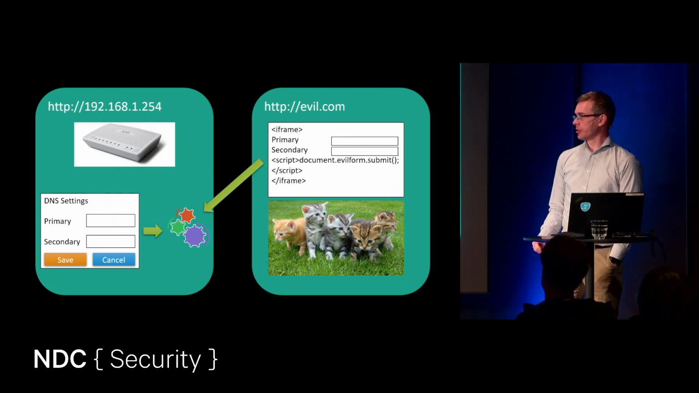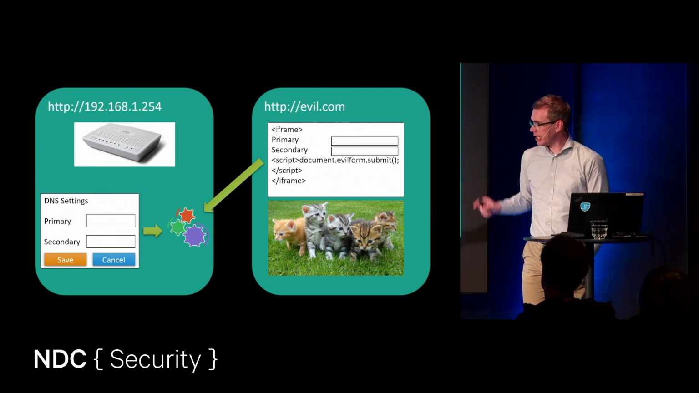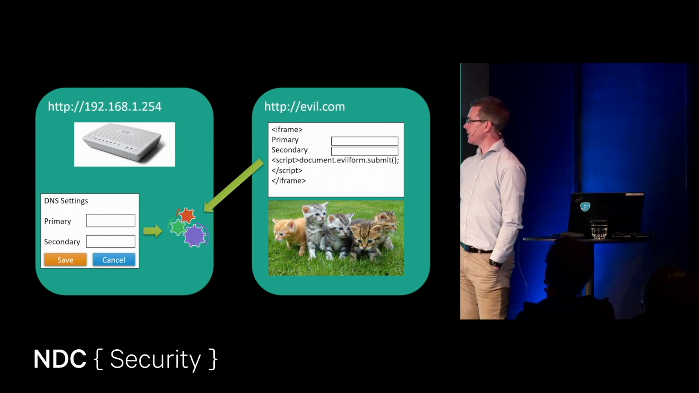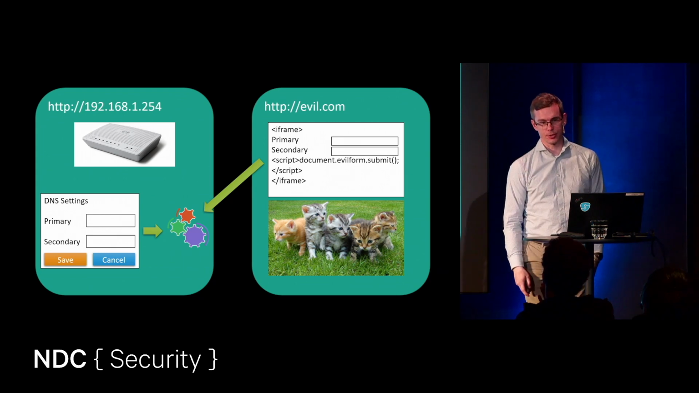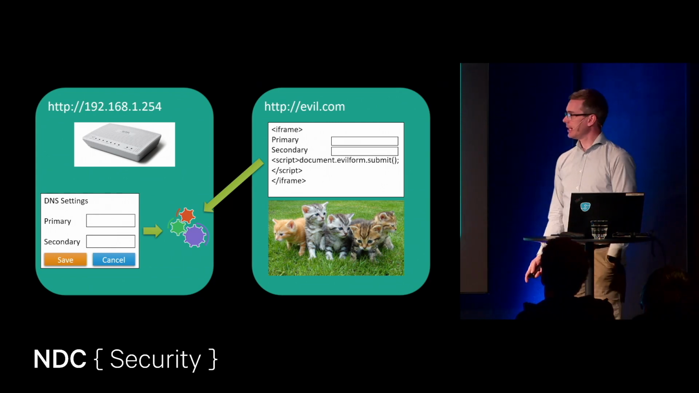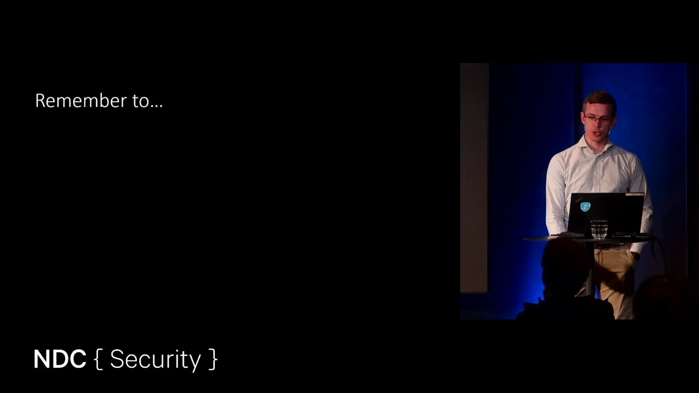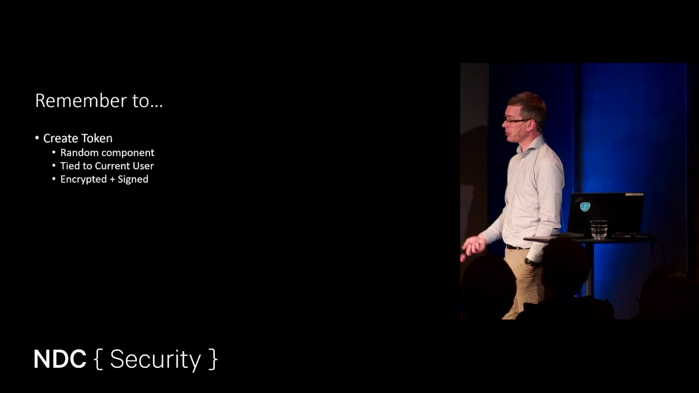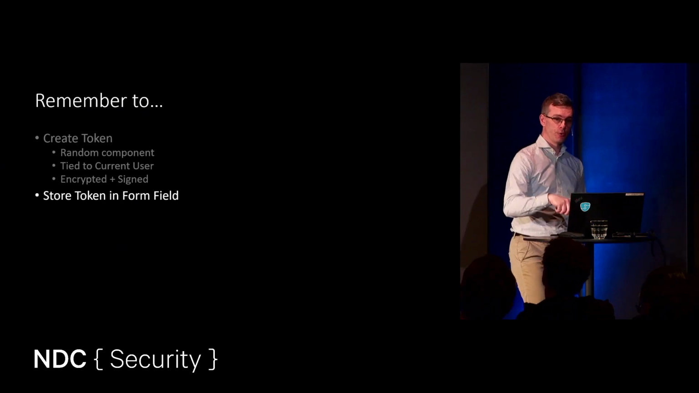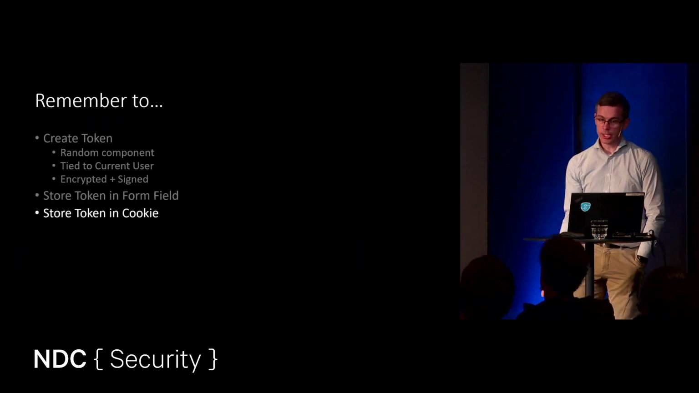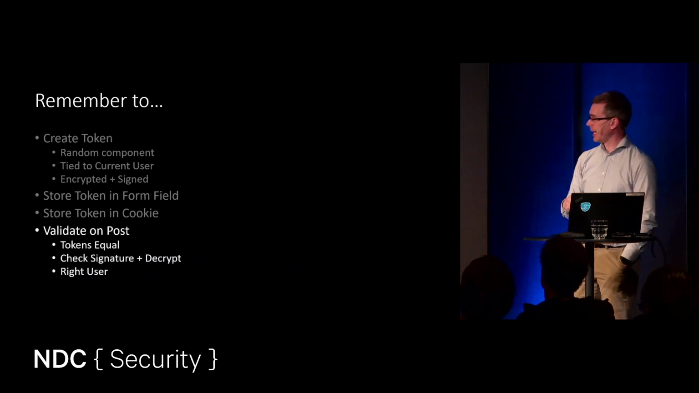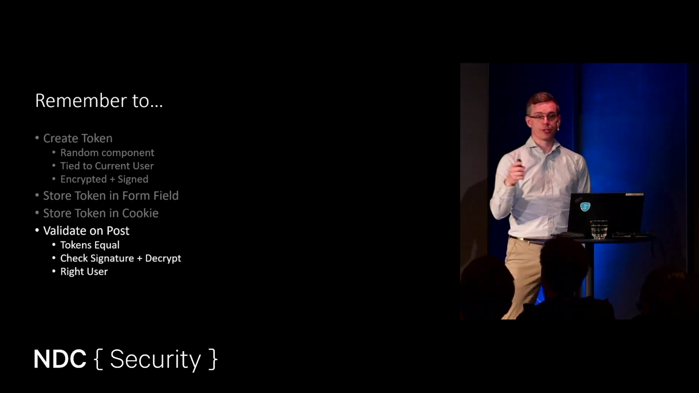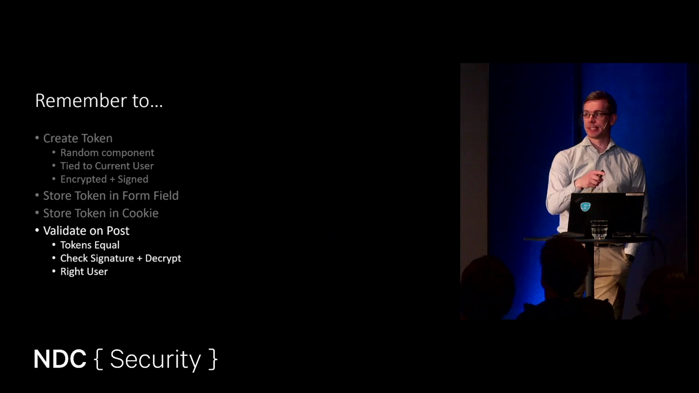The problem here is cross-site request forgery. So the evil kittens were able to post to the modem, or rather, the modem accepted settings coming from the evil kittens. They shouldn't. To avoid this, anything that accepts posted data should remember to create a token containing a random component, preferably tied to the current user, encrypt and sign it, store that token in a form field, and store the same token in a cookie. And when there is a post back to your system, verify that the tokens are equal, check the signature and decrypt them, and validate it's still the same user signed on.